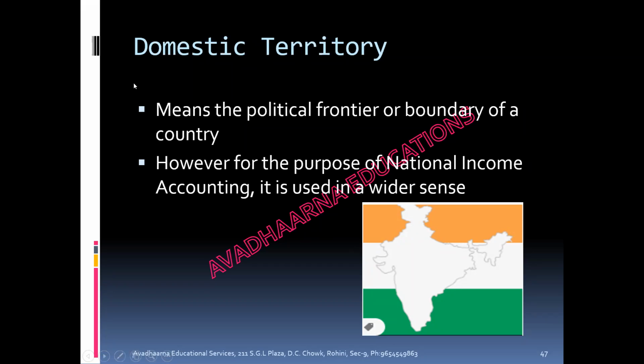So let's first understand what is domestic territory. Domestic territory means the political frontier or boundary of a country. However, for the purpose of national income accounting, it is used in a wider sense. Fine. See, political frontier, suppose this is our country India, and whatever area comes inside the political frontier of India, inside this boundary, that is our domestic territory. But when we talk about calculating national income accounting, domestic territory includes other things as well.